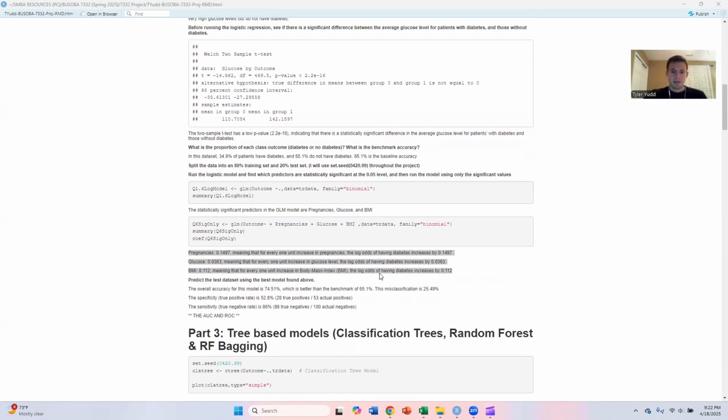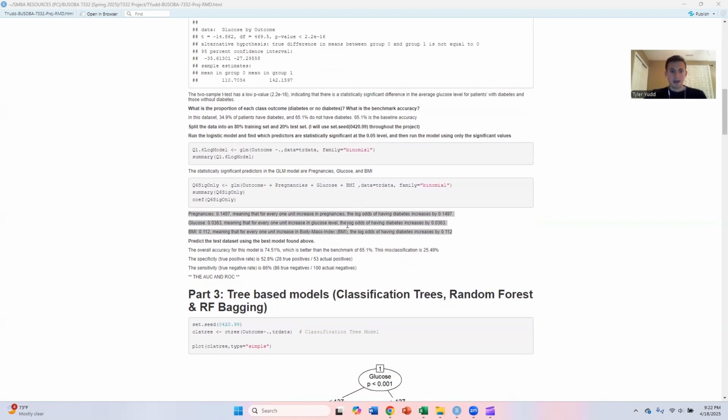So once I moved into the actual running of the logistic regression model, I started with all of the fields in my initial model here to see what was statistically significant. After doing that, I saw that the only actual predictors that were significant at the 0.05 alpha level were pregnancies, glucose, and BMI. So I ran the model only using the significant predictors. And then I have my interpretation down here.